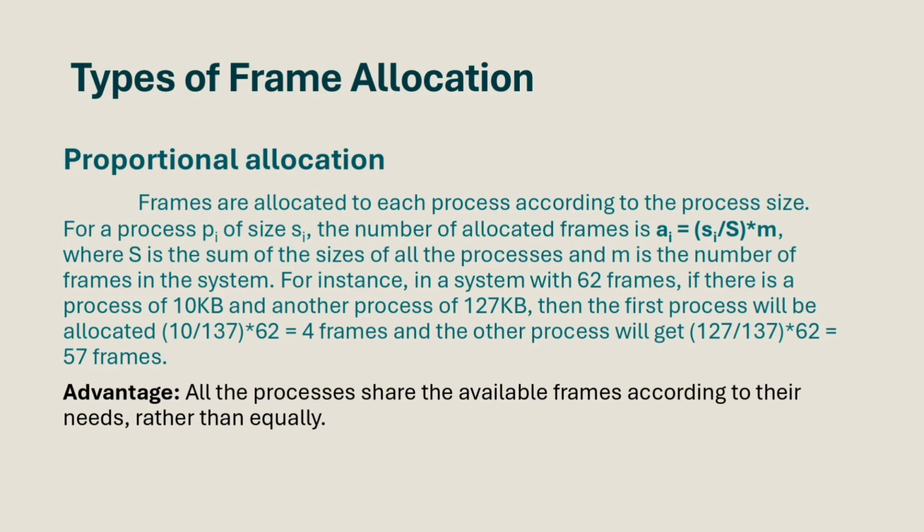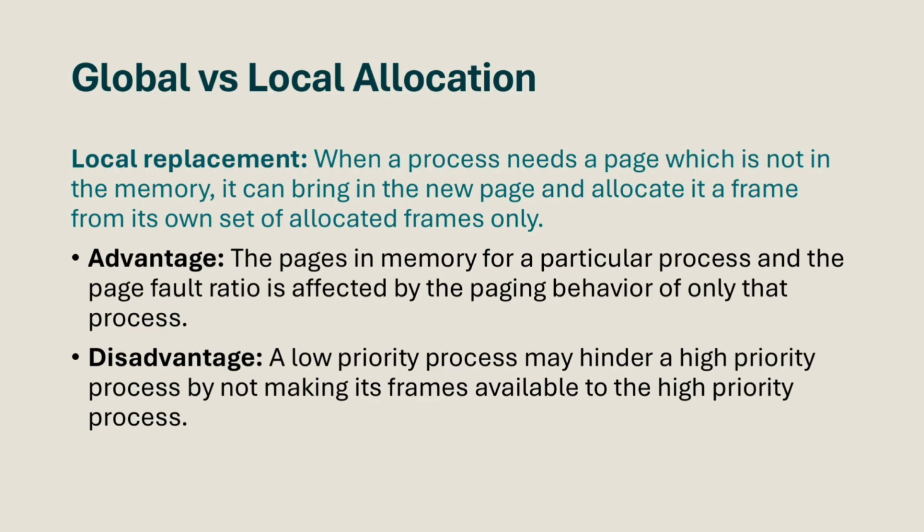If there is a system with 62 frames and there are two processes, one of 10 KB and the other of 127 KB, using the equation that was mentioned, the first process will be allocated 4 frames, and the other process will be allocated 57 frames. So one advantage of this type of allocation is that all the processes share the available frames according to their needs rather than equally.